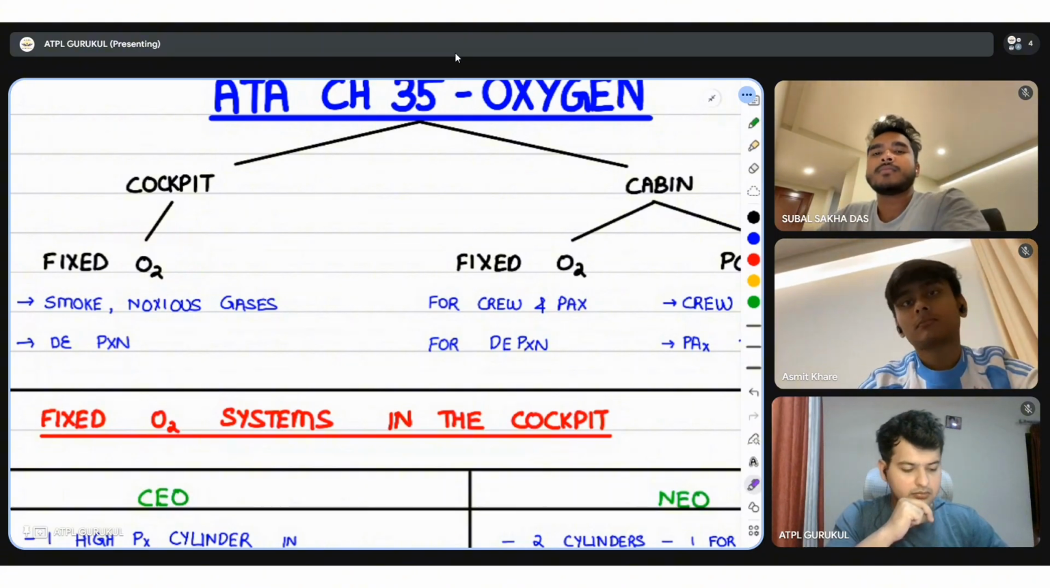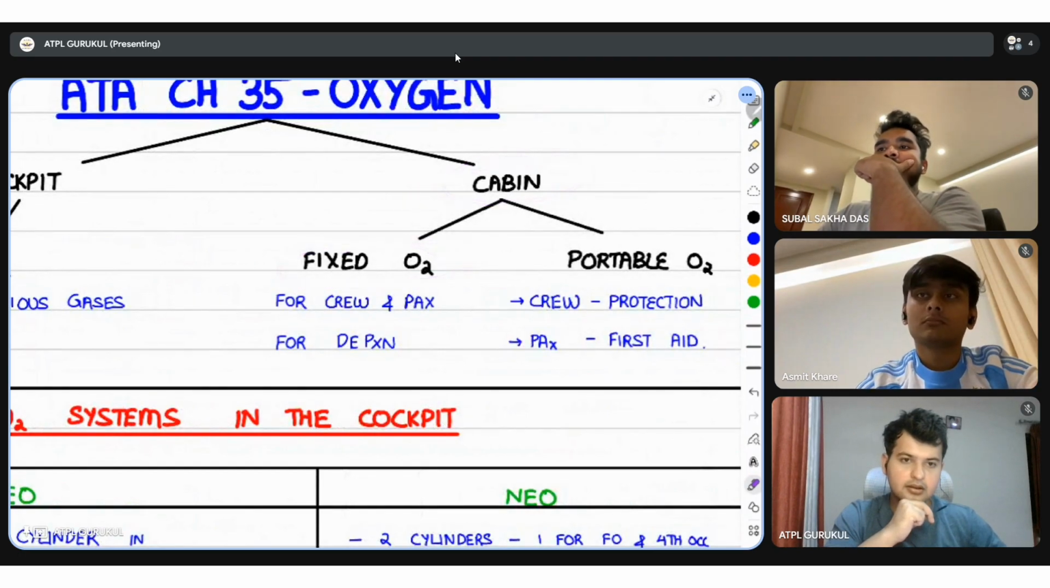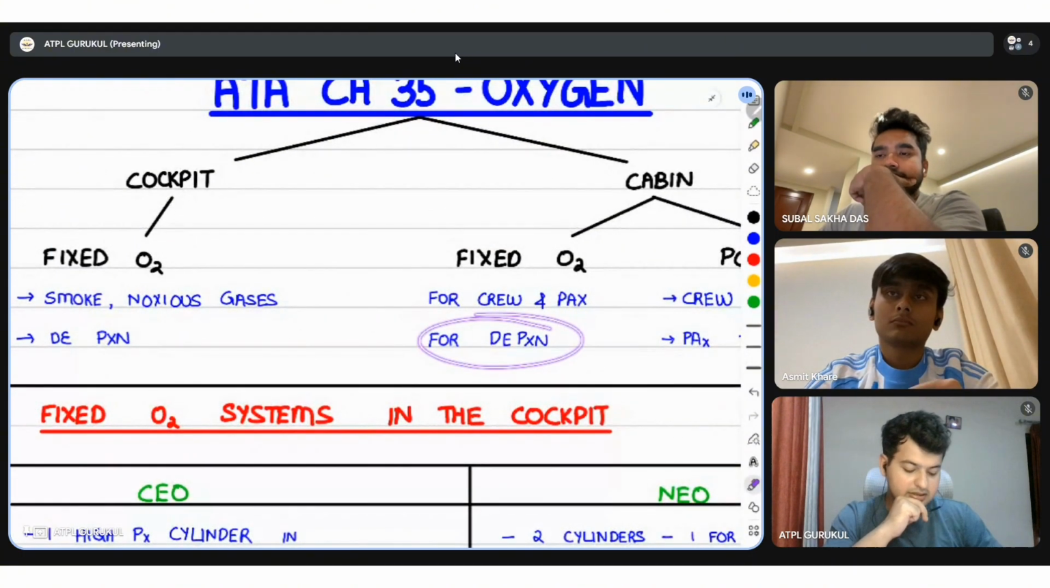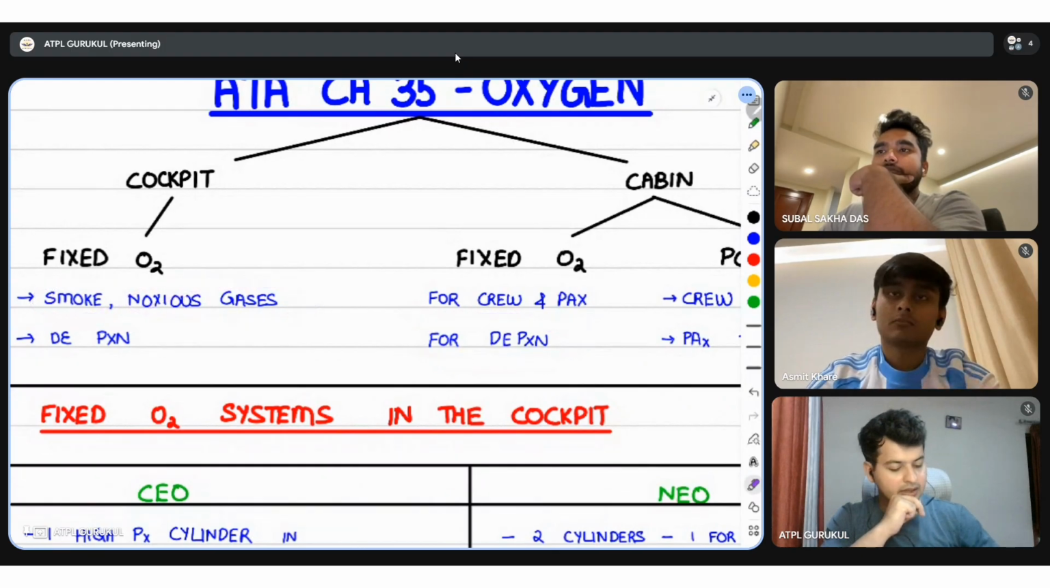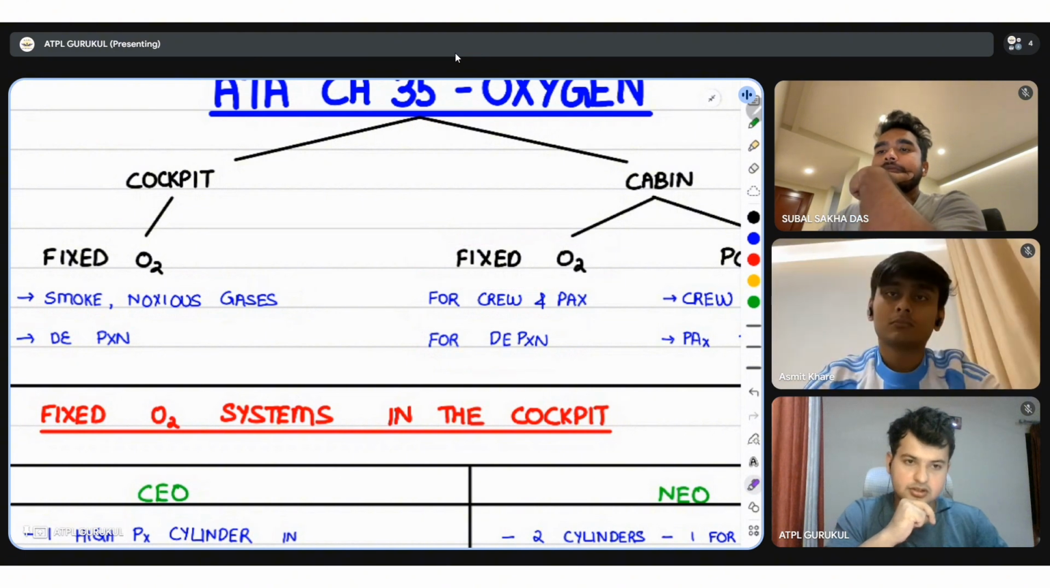However, we also have fixed oxygen systems in the cabin. They are for the crew as well as for the passengers, and they are primarily to be used for the purpose of depressurization. These fixed oxygen systems will not save them from smoke and noxious gases. Why so? These oxygen systems produce oxygen. They generate oxygen. They do not store oxygen and provide it to the crew. In fact, they generate oxygen. They rely on chemical oxygen generators.